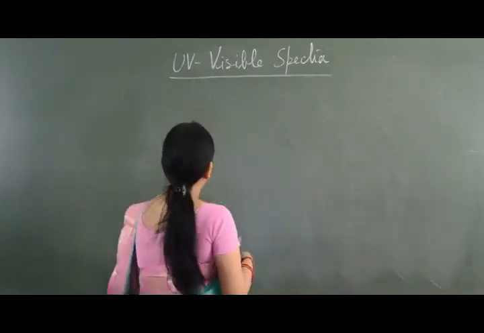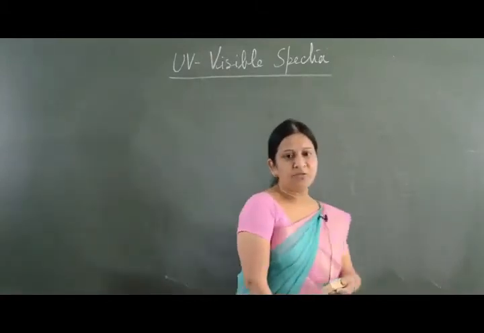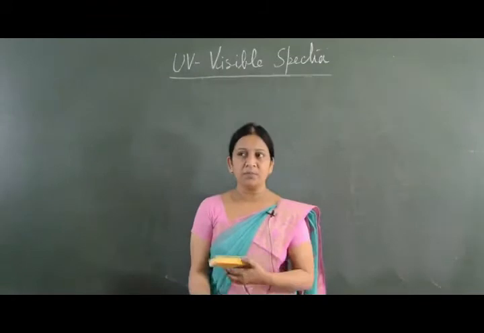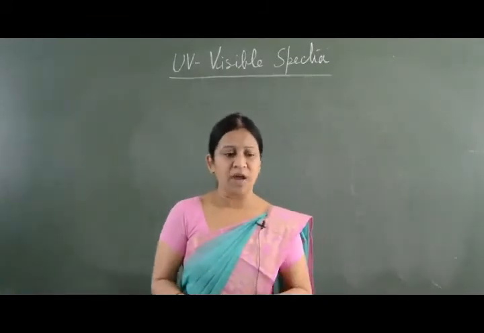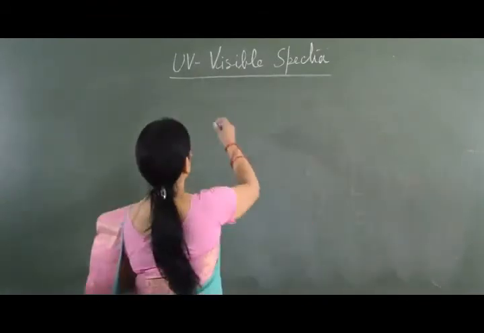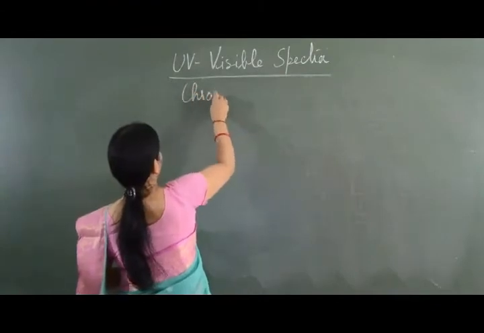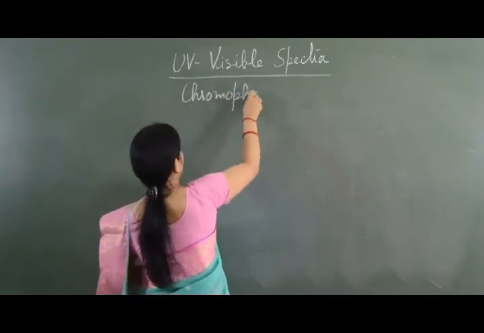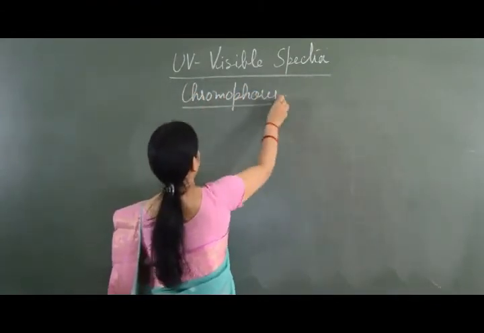Next, in UV spectra we have got two important types of compounds. One is chromophore and the other is auxochrome.